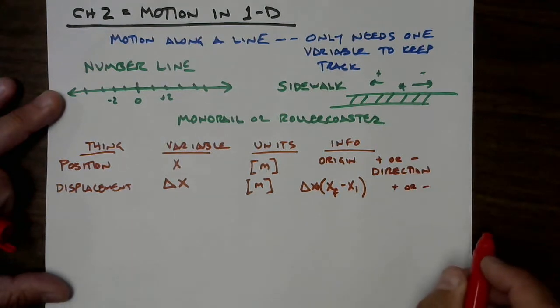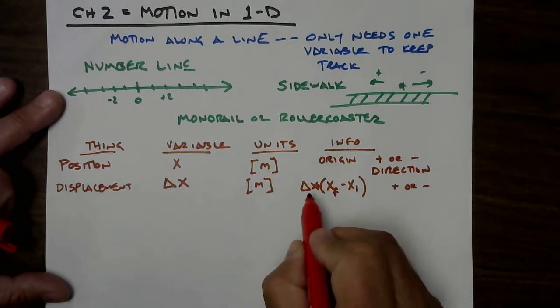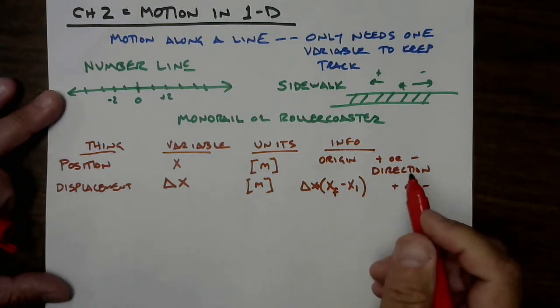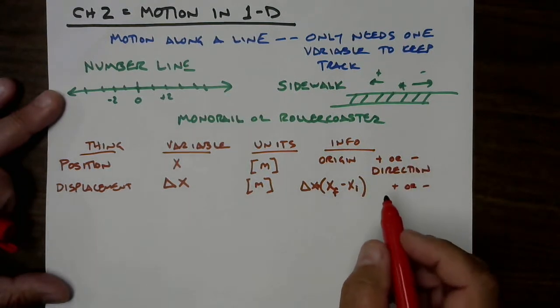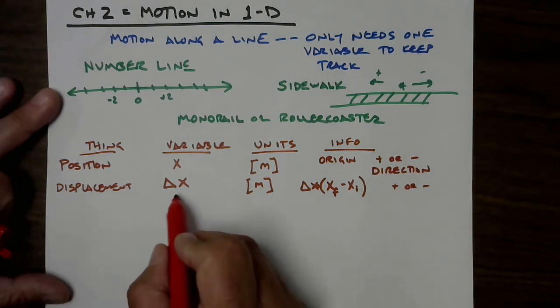This can also be plus or minus. I'm sorry about that equal sign in there, looking kind of crappy. Is it worth fixing? No. So displacement, the change in position, is delta x.